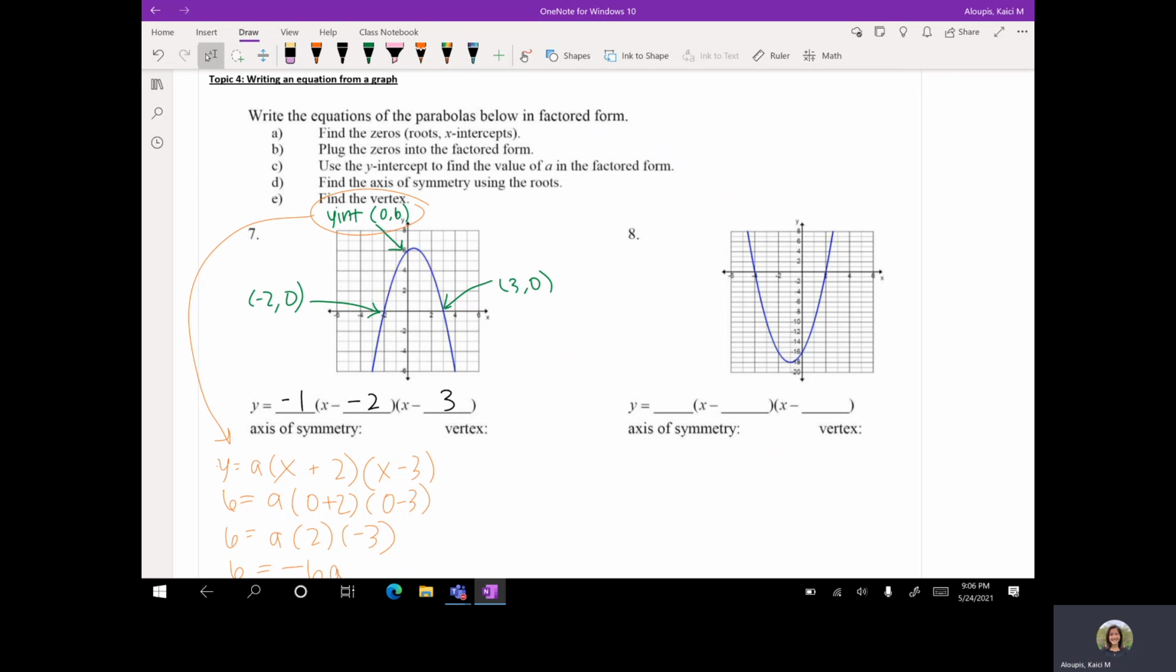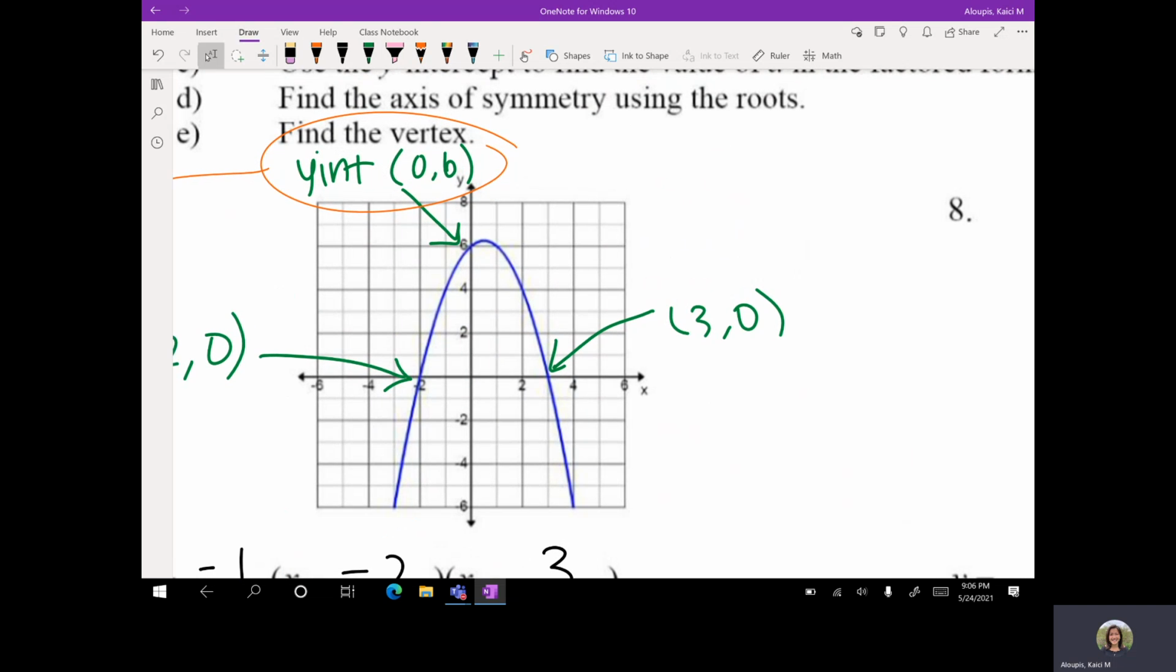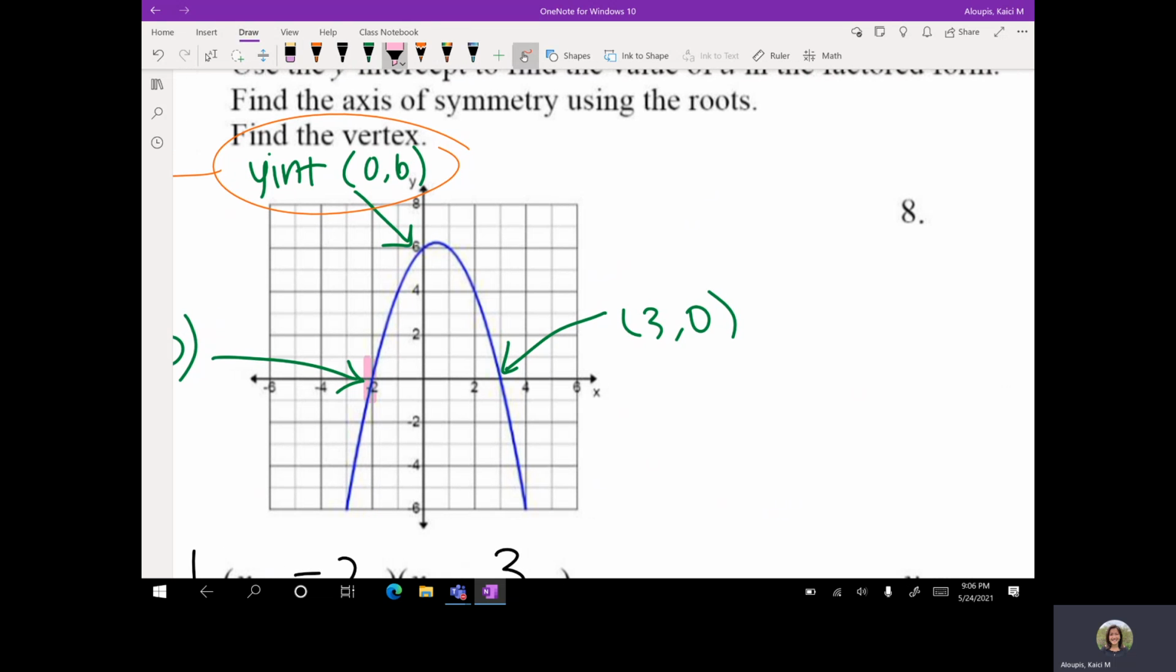Find the axis of symmetry using the roots. Remember that the axis of symmetry is going to be equally distanced between our roots. So here are the roots, our x-intercepts. The distance between negative 2 and positive 3: we have 1, 2, 3, 4, 5 units. So I need to split 5 in half. Half of 5 is 2.5, so 2.5 this way and 2.5 that way. Here's the axis of symmetry at 0.5.